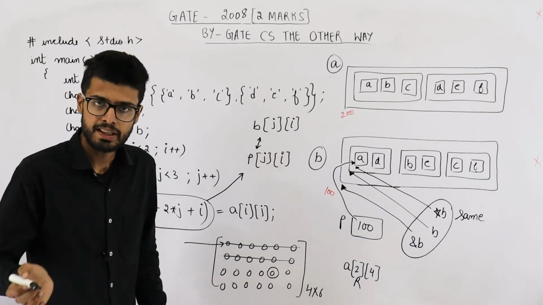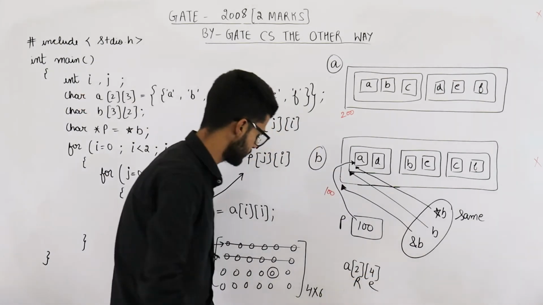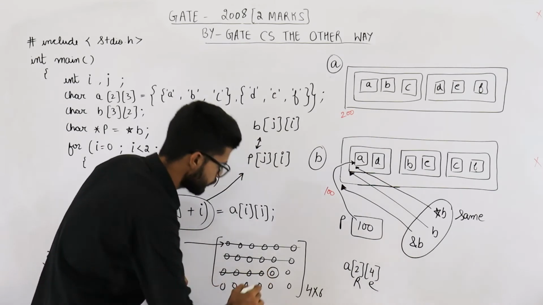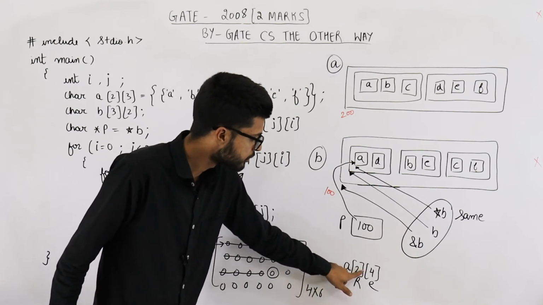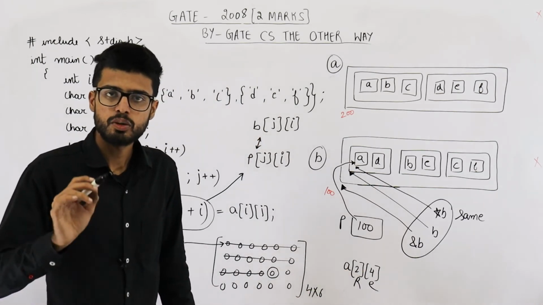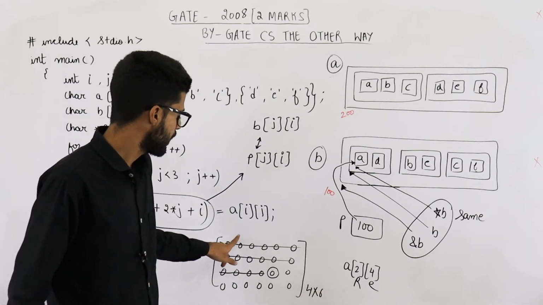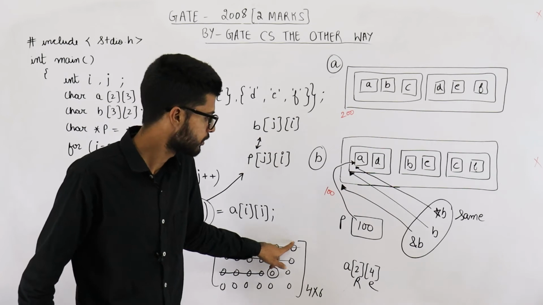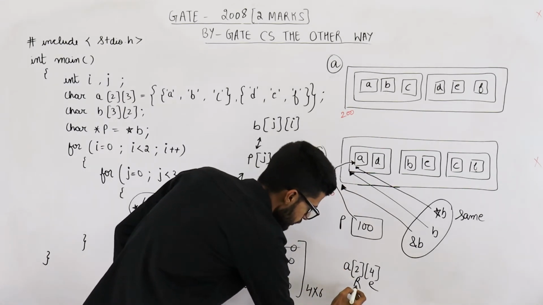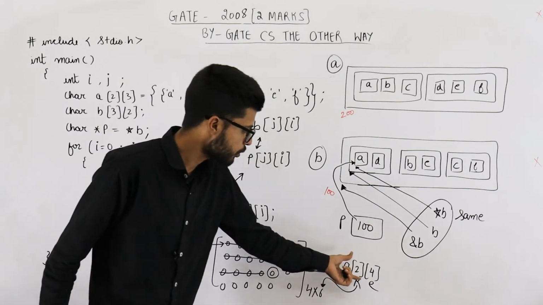Now you are here. Inside this row, you want to skip some elements. How many? 4 elements. So 1, 2, 3, 4. 4 elements are skipped. You will reach here. So how can you skip 2 rows? 2 rows means 2 into number of elements in each row. Skipping 2 rows means skipping 12 elements. 1, 2, 3, 4, 5, 6. 6 into 2. That is how you can skip 2 rows. So you have to multiply the row you want to access with size of one row.